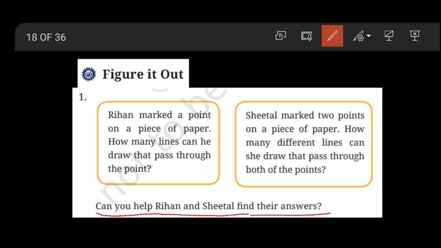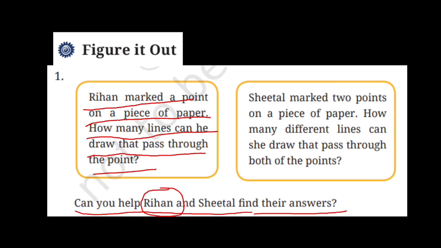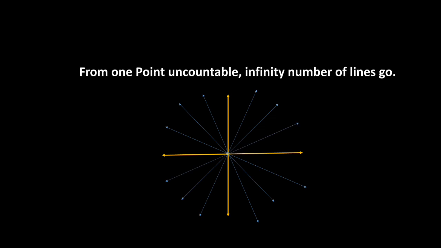Let us first find Rihan's question. Rihan marked a point on a piece of paper. How many lines can he draw that pass through that point? Now let us help Rihan. Rihan has drawn a point on a piece of paper. Let us try to draw lines that pass through that point. We can draw as many as possible. So from one point, uncountable, that is, infinite number of lines can pass through a point.